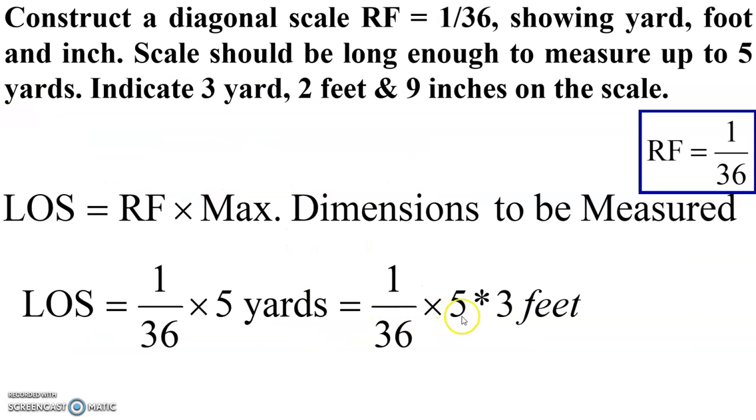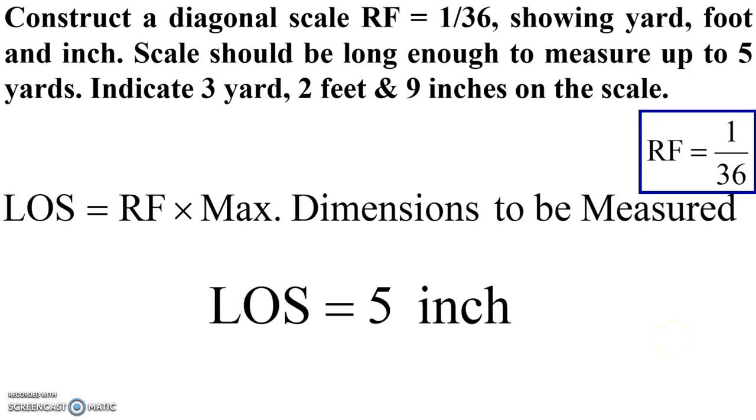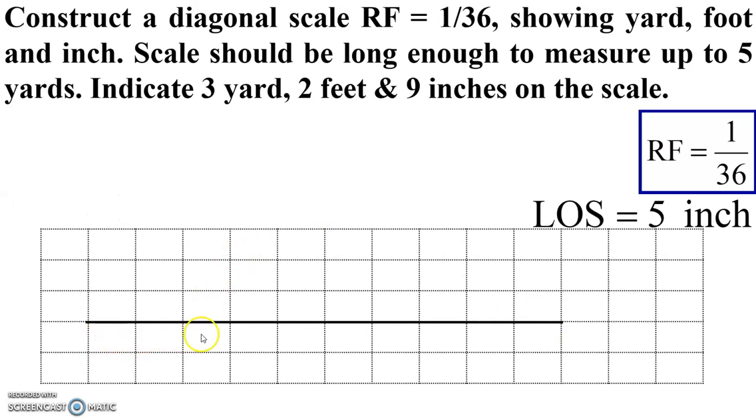So it is 5 yards multiplied by 3, that we have converted into feet, and then multiplied by 12, that we have converted into inches. Then we do the mathematical simplification, and we get the answer 5 inch. So the length of scale is 5 inch. So what do we have to do? Yes, same as the plain scale, we have to draw a line equivalent to 5 inch length. So we have drawn the line equivalent to 5 inch.